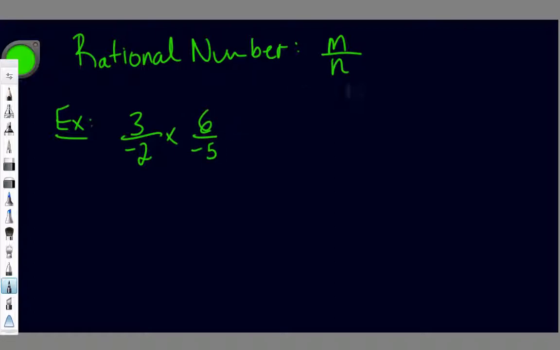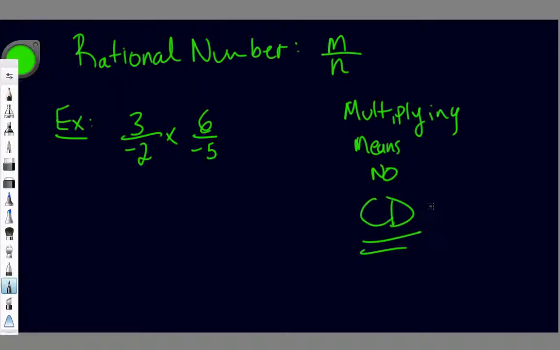One of the common mistakes that I see a lot of my students making when we're multiplying rational numbers is they want to find the common denominator. When you're multiplying, no common denominator. So really important. Multiplying means no common denominator. So no CD. Really, really important to remember that.